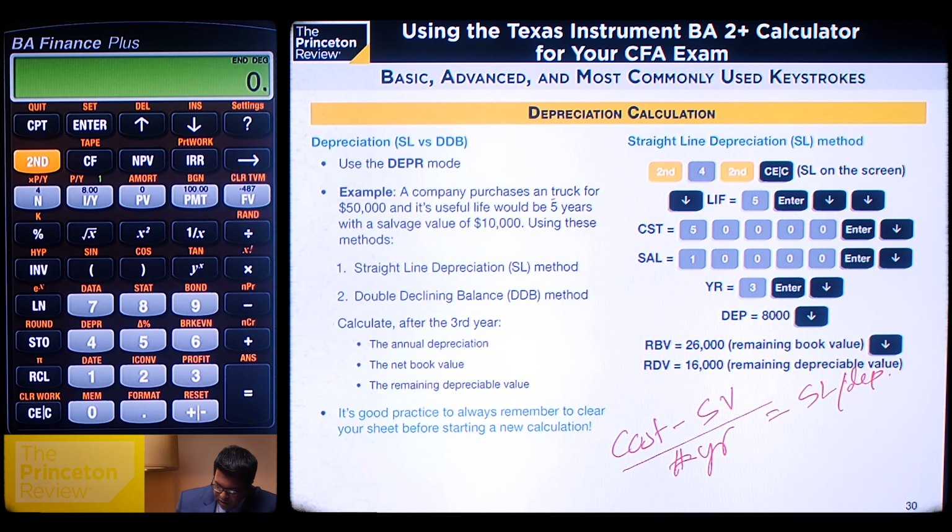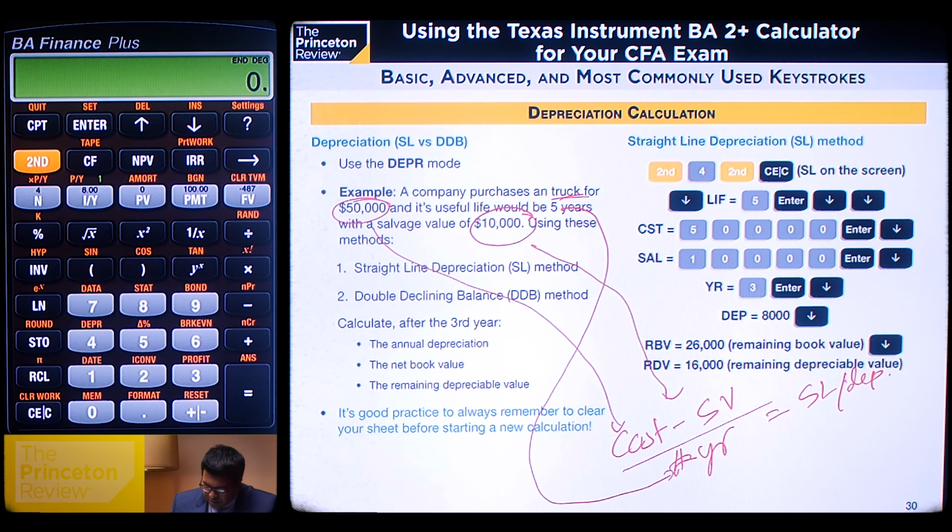You're gonna buy a truck, $50,000 today, which is the cost, salvage value 10,000, useful life is 5 years. But the question is, sometimes the CFA asks you a question like this: find out the depreciation for third year. For a straight line doesn't matter because the depreciation is same. For double declining, you'll be like, what the hell? How do I do this in 1.5 minutes?